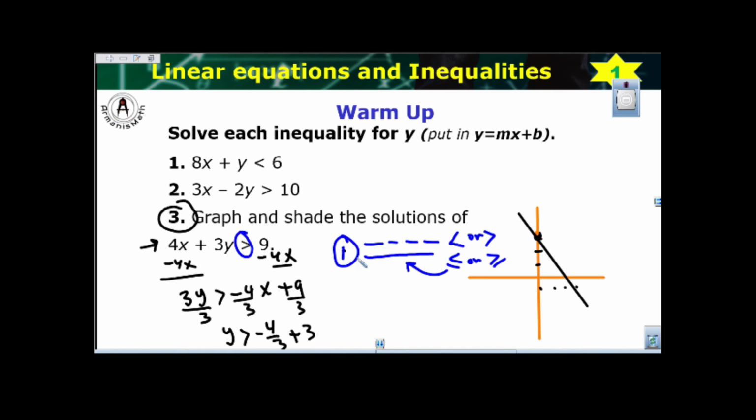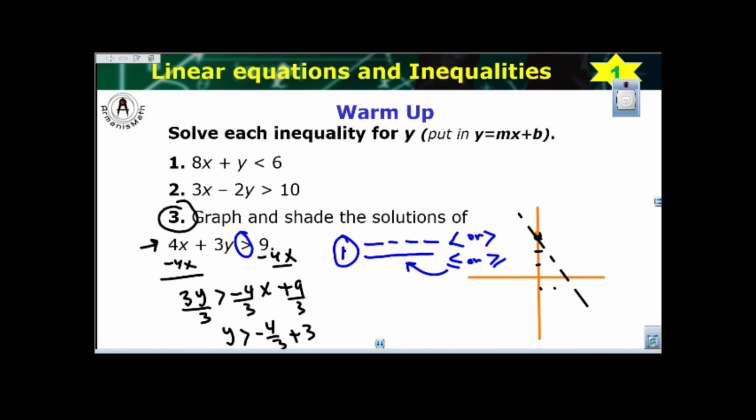You're including the line. So back to my question here, to this inequality: should I have a dotted line, or should I have a solid line? That's dotted. So I really have to dash this line, make it dots, because the line is not included.